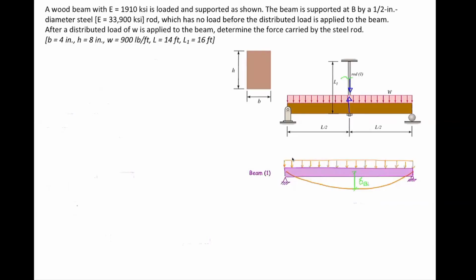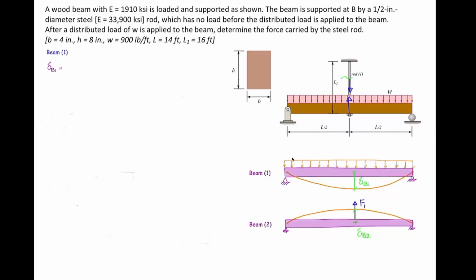The first beam is going to be a beam subjected to the distributed load. And I'm going to release this rod and replace that with 1 unknown force, which is the internal force in that rod. The second beam is the beam that is subjected to internal force of the rod, which I'm going to call F1. Now, I'm going to go and calculate the deformation for each of those individually.